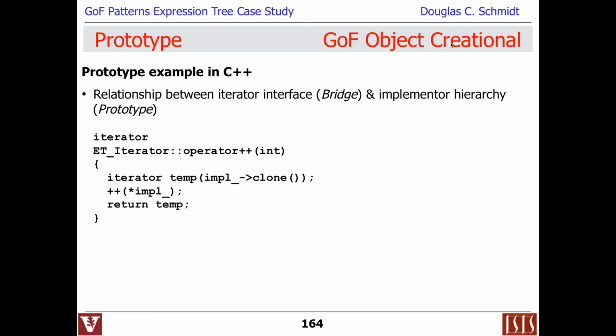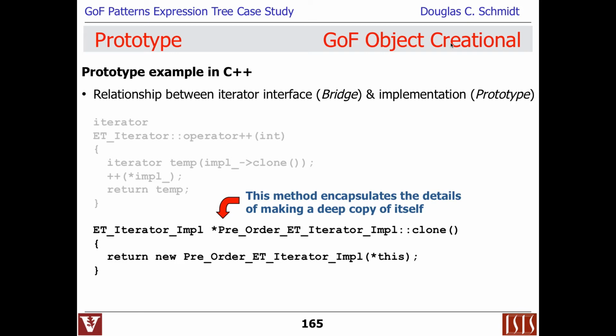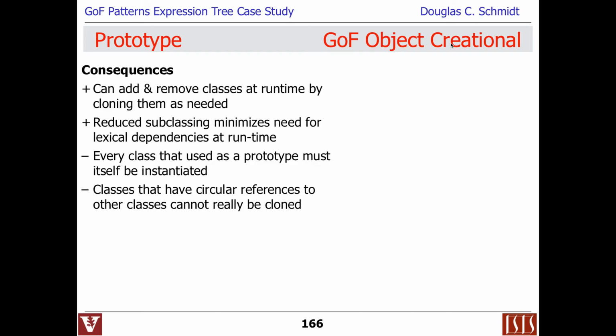Here's a little example kind of illustrating how this works. This is how you would implement the operator ++ post increment in C++. You would go ahead and use the clone class on the implementer hierarchy to get a deep copy without breaking the encapsulation. And here then is one example of the implementation where an object, a subclass, knows how to clone itself. So there's good and bad things. As always, anytime somebody is trying to convince you that their pattern, their solution is perfect for everything, they're either wildly inexperienced or trying to sell you something, right?